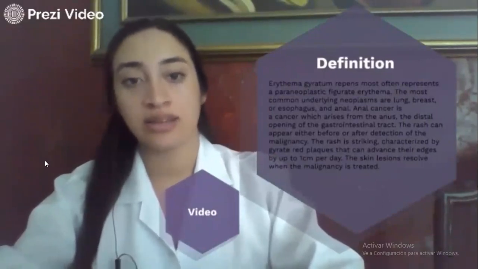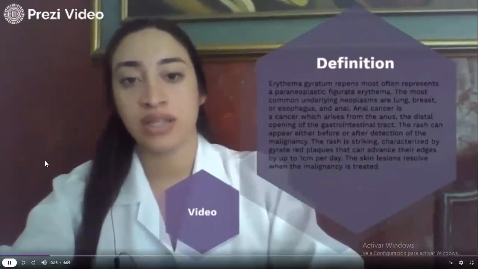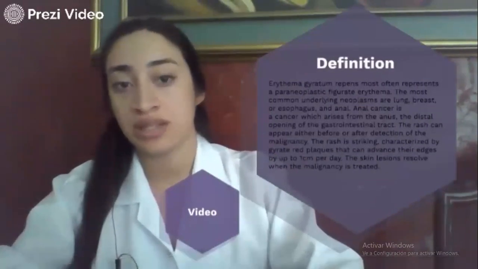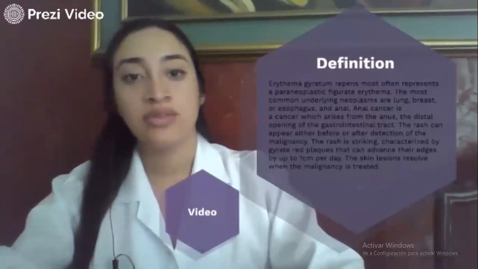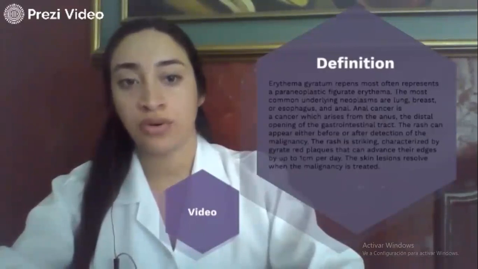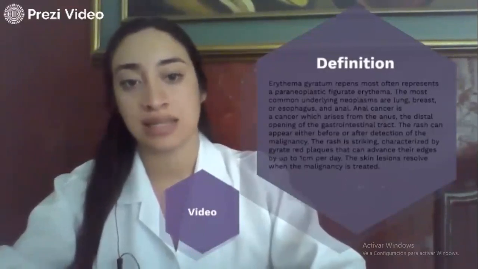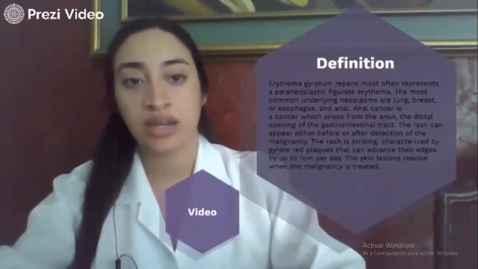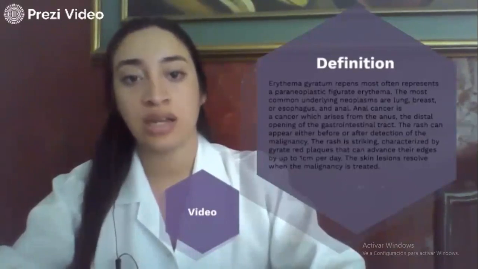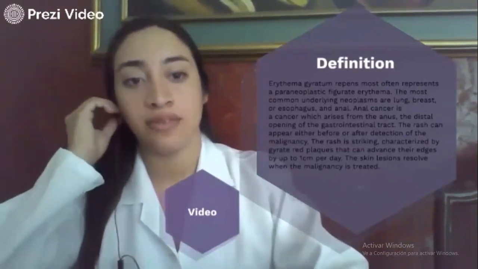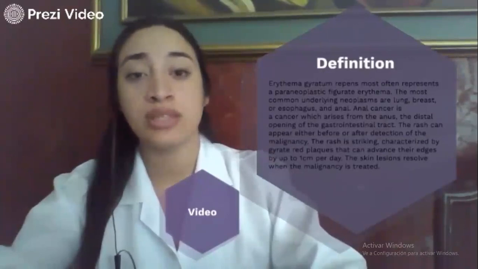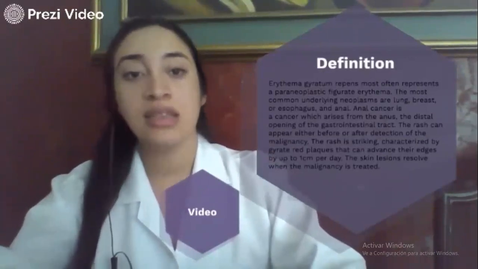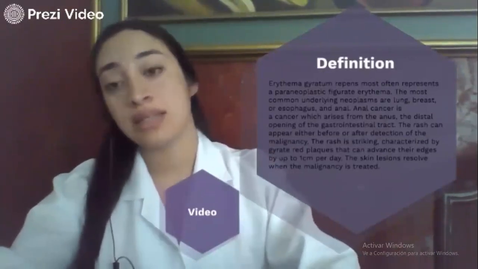Anal cancer is a cancer which arises from the anus, the distal opening of the gastrointestinal tract. The rash can appear either before or after detection of the malignancy. The rash is striking, characterized by dried red plaques that can advance by up to 1 centimeter per day. The skin lesions resolve when the malignancy is treated.